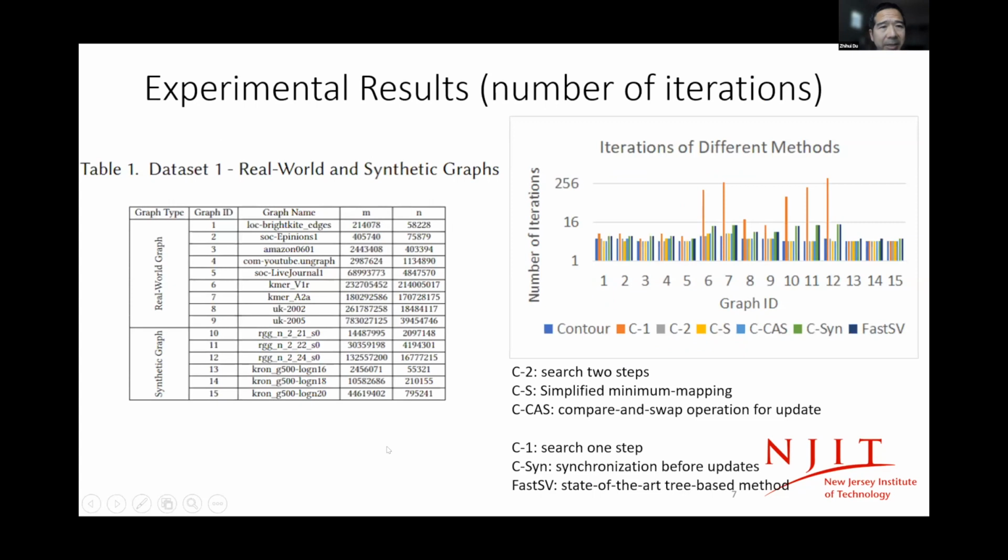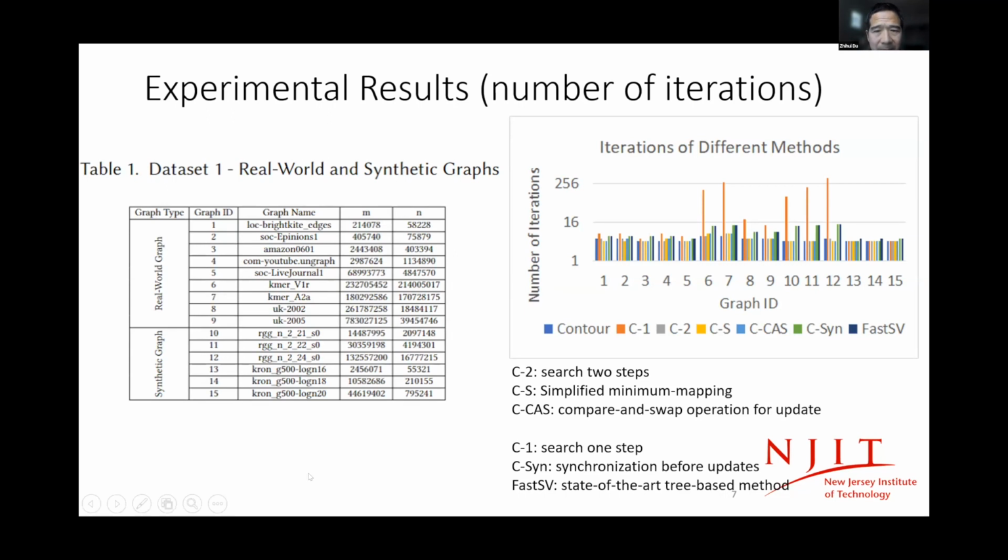Here are the experimental results. We tested our algorithm against the comparison algorithms on real-world and synthetic graphs. First, for the total number of iterations, we can see that our method can achieve the minimum number of iterations compared with the FastSV method.